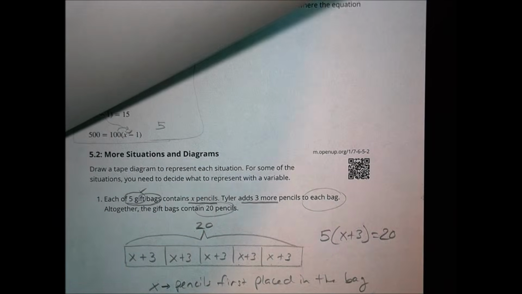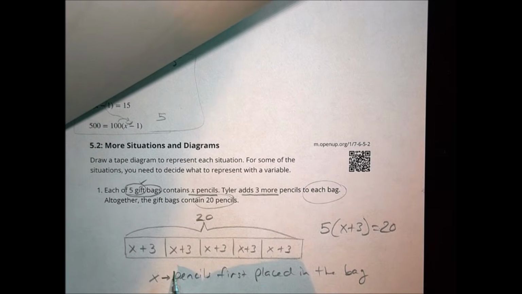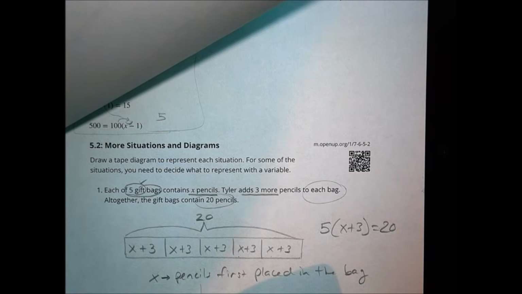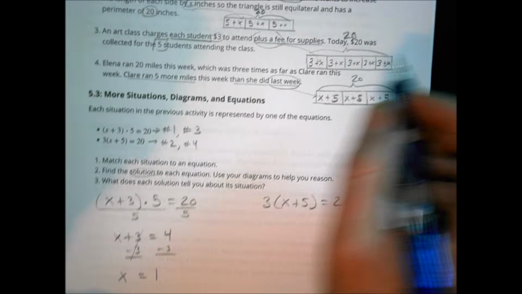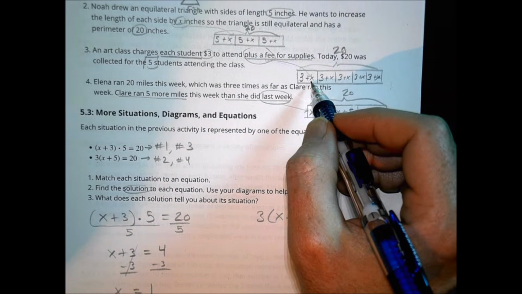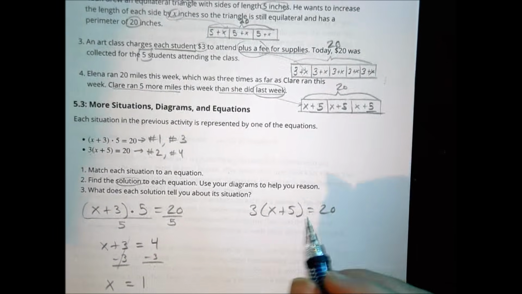What it tells me about the first one is that in the gift bags they started with 1 pencil in the gift bag, and then they added 3 more to it. When we look at number 3, it tells you the fee to be in the art class is going to be $1.